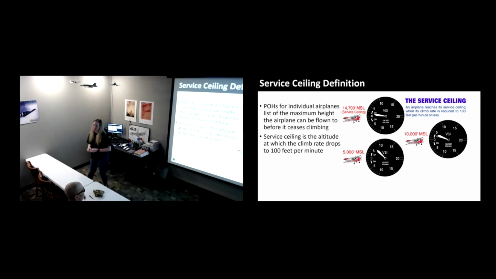But all you need to know, the question on the test is going to be, what is the definition of a service ceiling? Your answers are going to be no more than 100 foot per minute ascent, 50 foot per minute ascent, and 0 feet per minute ascent. It is not 0, okay? The 0 one, when you no longer physically can climb anymore, is absolute ceiling.